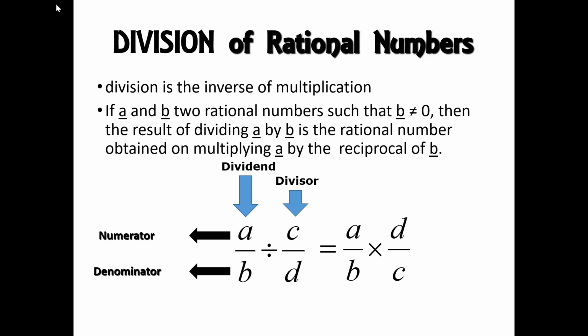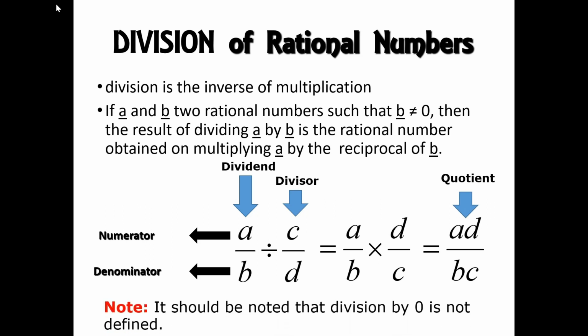Is equal to A over B. Katulad ng sabi ng division of rational numbers, we need to get the reciprocal of C over D, which is D over C, and change the sign into multiplication. Then after that, we apply the rules in multiplying rational numbers. So we have AD over BC. Ito naman ngayon yung tinatawag na quotient. Okay, it should be noted that division by 0 is not defined. So that's why the denominator of rational numbers is not equal to 0.